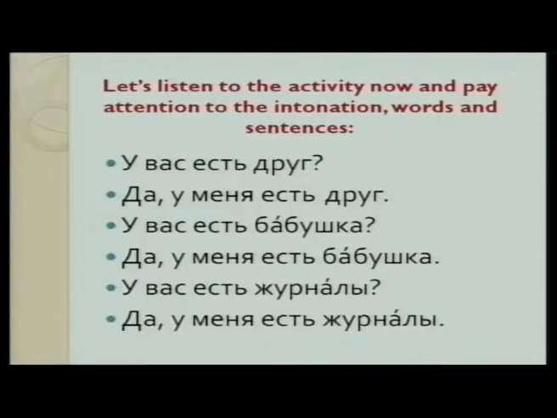Dear learners, if you pay attention to the construction of these sentences here, we have у вас, у меня. Whenever you are using у вас or у меня, it means "have". If I am asking у вас есть друг, the literal translation of this sentence would be: do you have a friend? If I am answering да, у меня есть друг, yes, I have a friend.